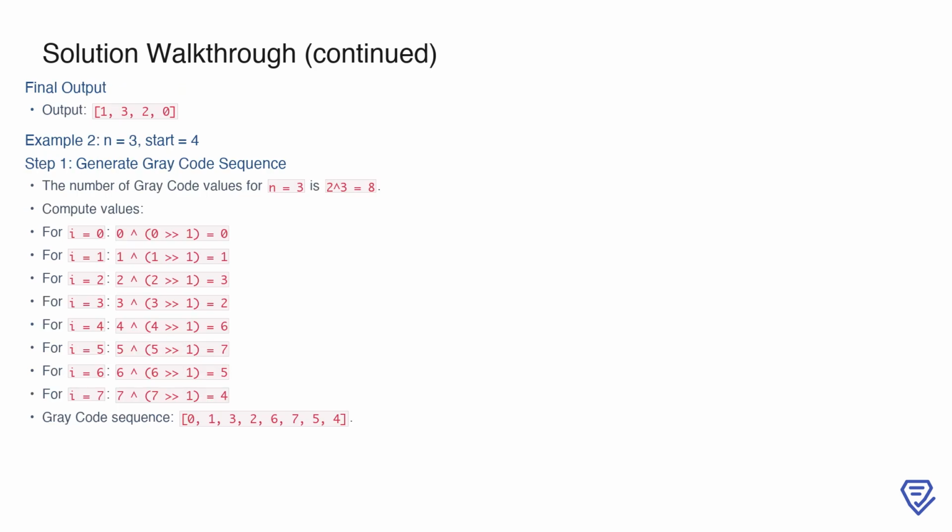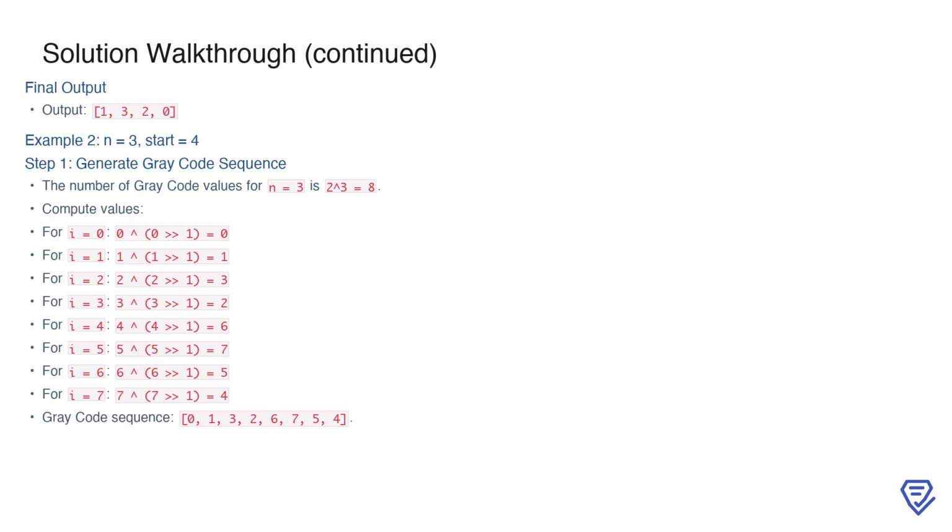The final output for the first example is 1, 3, 2, 0. Now, let's look at the second example where n equals 3 and start equals 4. Again, we begin by generating the gray code sequence. The total number of values is 2^3 equals 8. Using the formula i ^ (i >> 1), we compute each value.